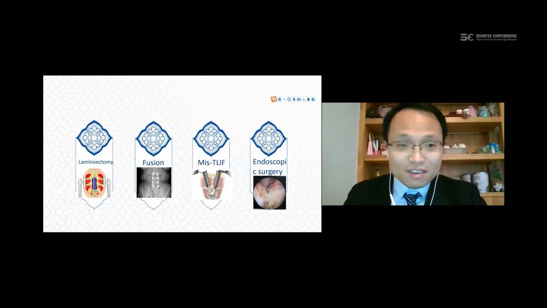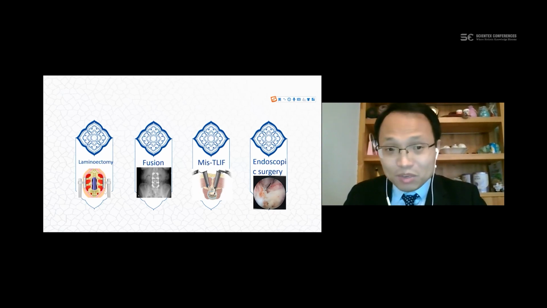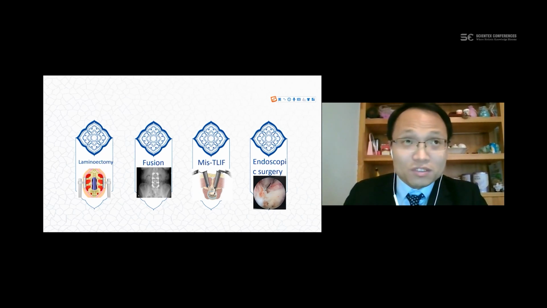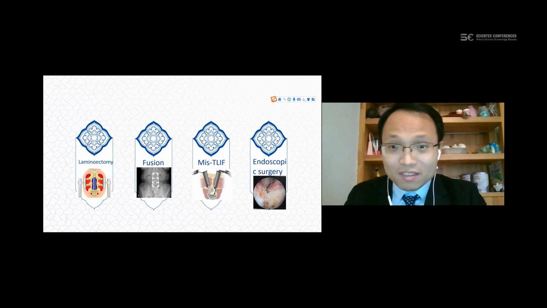Sometimes if we damage the stable structures, we have to reconstruct them. If there's any risk of instability, we have to fuse the spine with pedicle screws and an intervertebral fusion device. And then we came into the tubular surgery period about 20 or 30 years ago, and lots of surgeons did the MISTLIF.